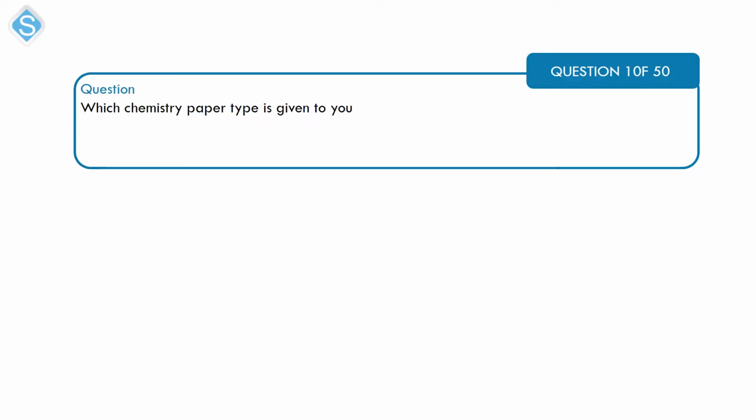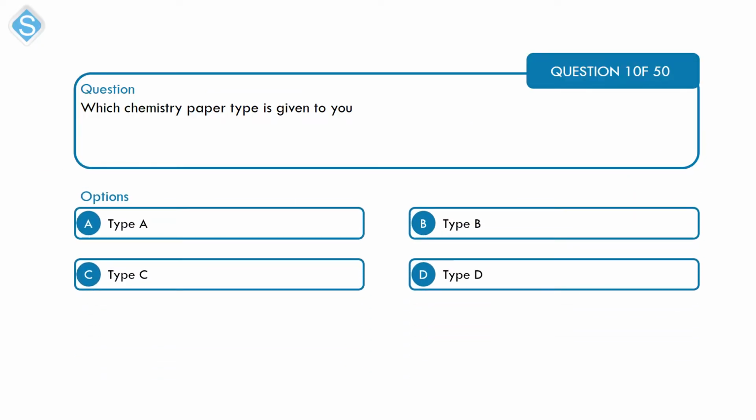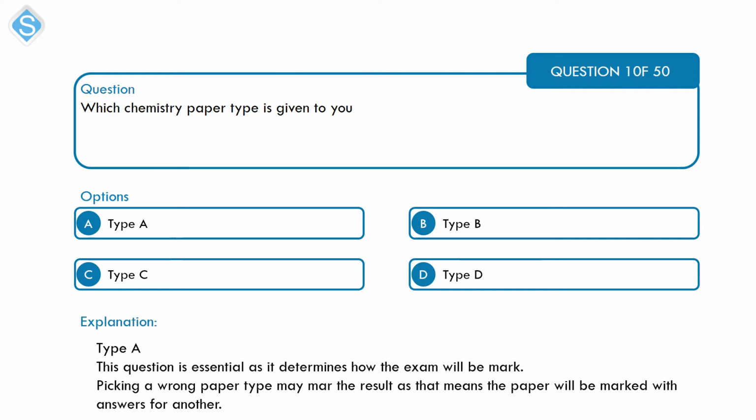Okay, so the first question is on the paper type that you're given. Which chemistry paper type is given to you: type A, type B, type C, or type D. This question is very essential as it determines how your exam will be marked. You'll be given different types. It could be type A, B, C, D. Sometimes it could be colors like type red, type yellow, type green. You must endeavor to pick the type that corresponds to what you're given. For this recording, we're using the type A. Now, picking the wrong type is going to affect how your exam will be marked. That means that your answers will be marked with answers that are meant for another type, and that will really mar your results.